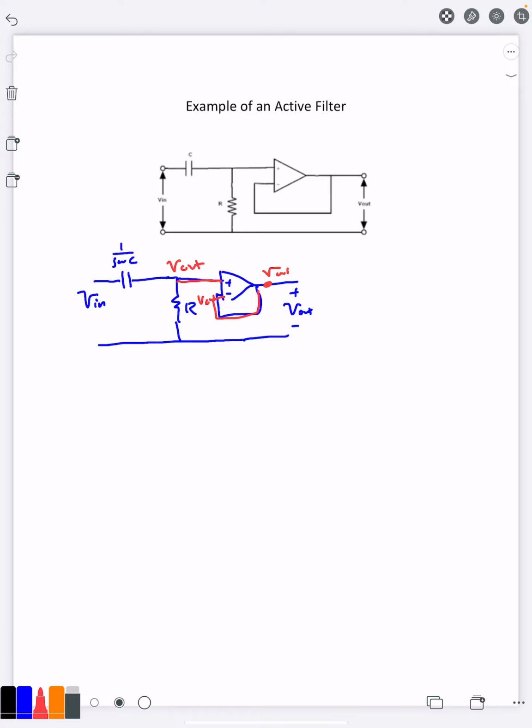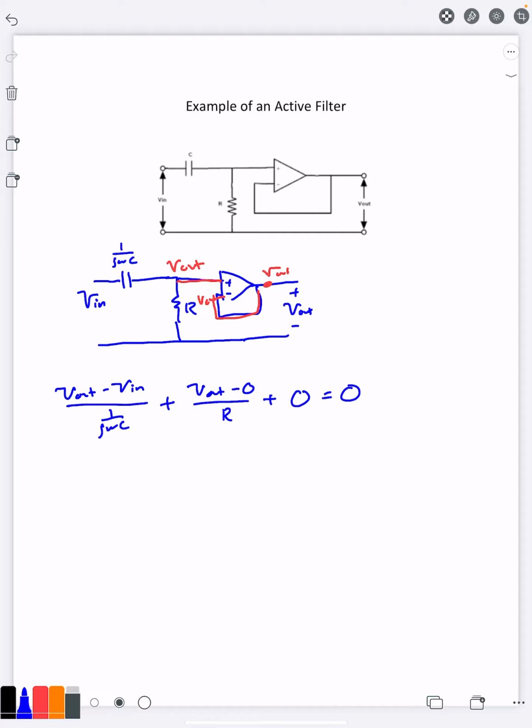So then we're going to go ahead and write our node voltage here. The current going left is V out minus V in over 1 over j omega C. The current going down is V out minus 0 over R. The current going right is 0 because in an ideal op-amp, no current is going in the plus terminal.